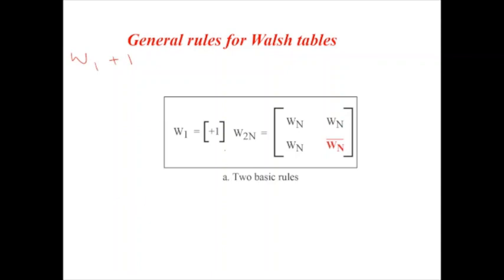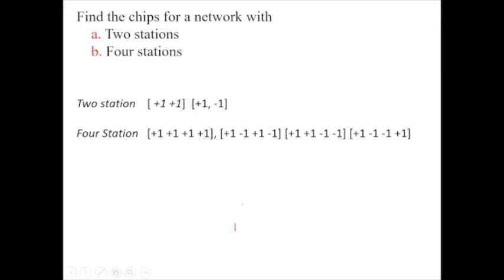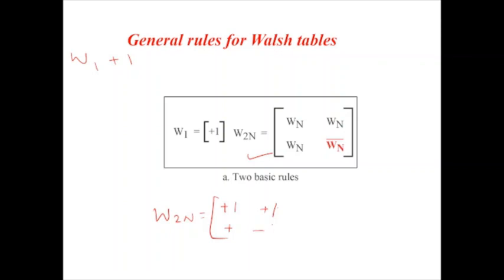So if W1 is +1, according to this general rule of the Walsh table, W2n, we are creating a chip sequence for a system with two stations. According to this rule, the first row has W1 and W1, and the second row has W1 and the fourth element is the complement of W1. The complement of 1 is -1. So this is the chip sequence for a system with two stations: +1, +1 is C1 and +1, -1 is C2.